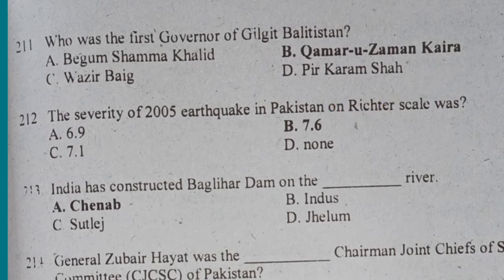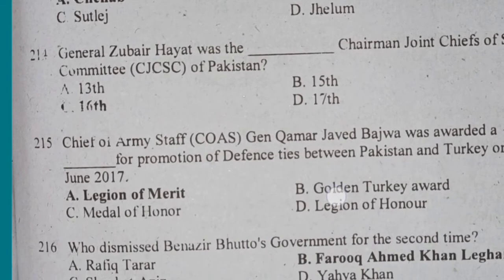India has constructed the Baglihar Dam on the River Chenab. General Zubair Hayat was the Chairman Joint Chiefs of Staff Committee of Pakistan, the 16th. Question number 215: Chief of Army Staff General Qamar Javed Bajwa was awarded the Legion of Merit for promotion of defense ties between Pakistan and Turkey on 20th June 2017.